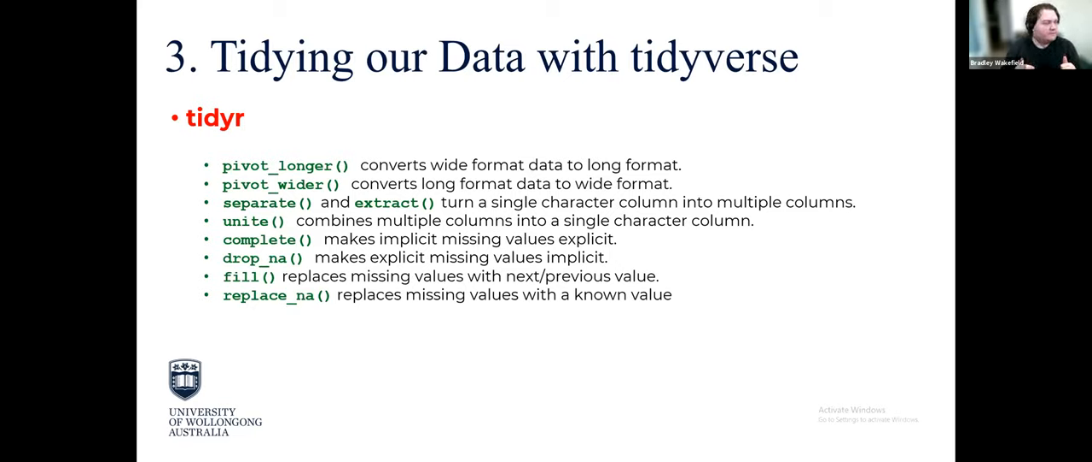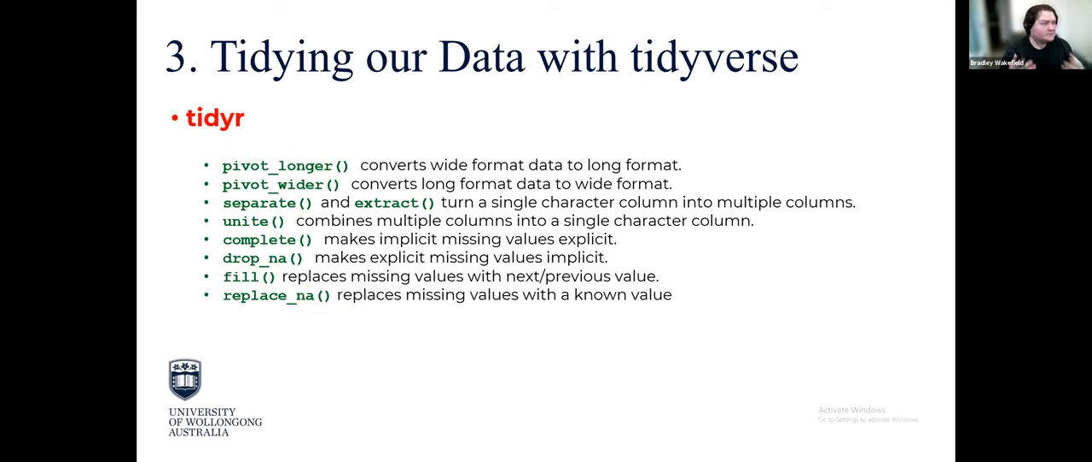The last two functions we have are the fill function, which allows us to replace missing values based on the next or previous value. So that's quite handy when you have systematic missing data. Someone might have recorded the date once and then only recorded the date when it changed. So it's implicit that all the empty cells under that correspond to the original date, the first date above it, or the date below it. So we can use the fill function to fill in gaps which are systematic in that way.